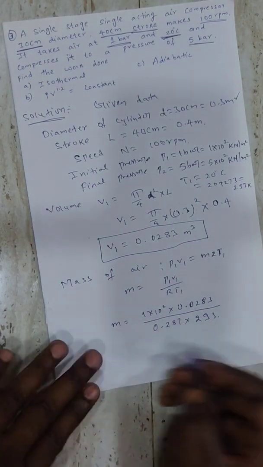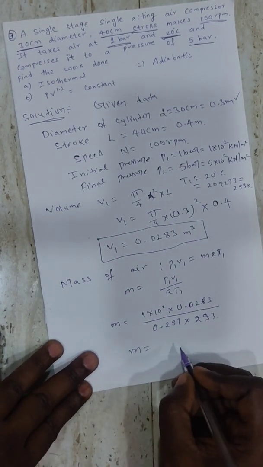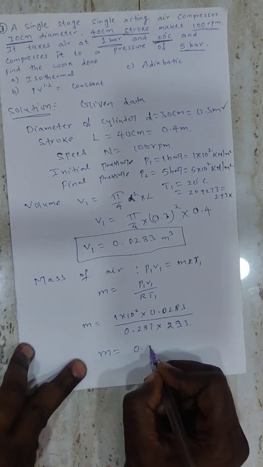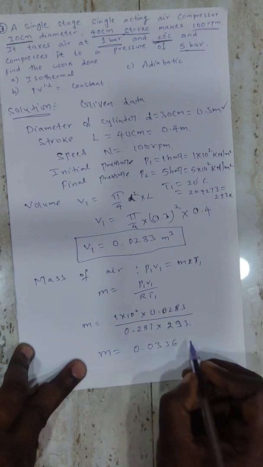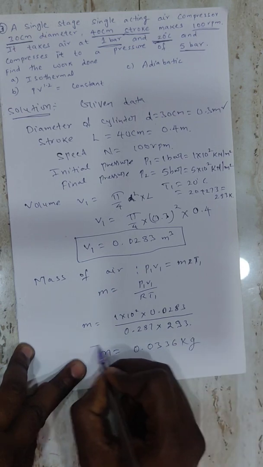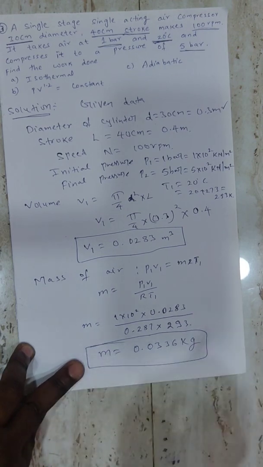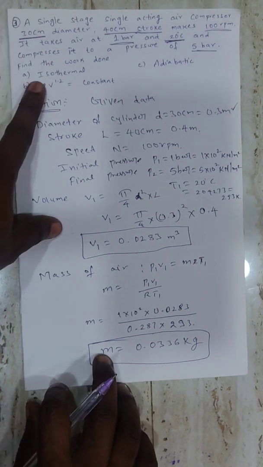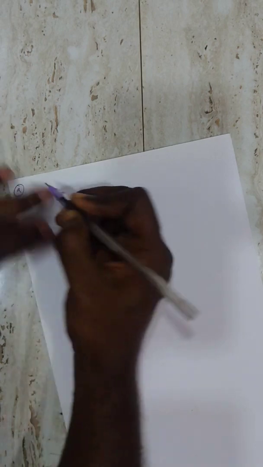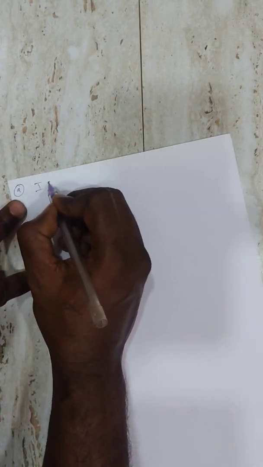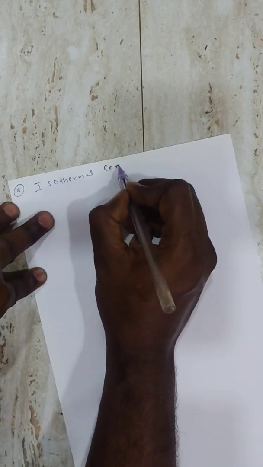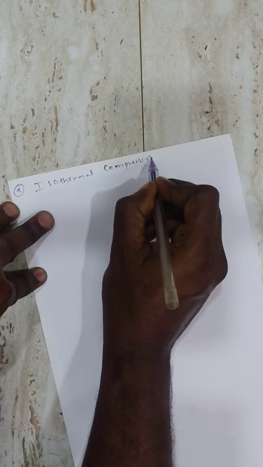That is M is equal to, what will be M? We get 0.0336 kg. Okay, this is the mass. First we will find out A, the isothermal compression.